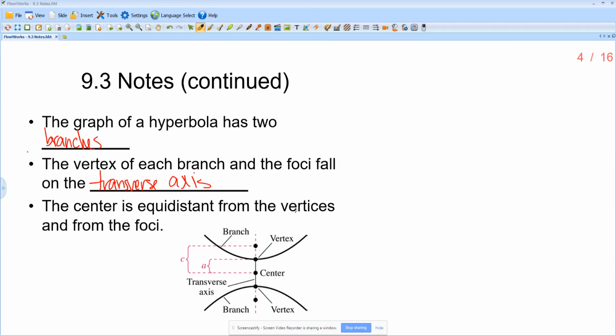The center is equidistant from the vertices and from the focal points. So notice in this case, the center is not really contained within the hyperbola. It's sort of between. My center is the midpoint of my vertices. It's also the midpoint of my focal points. You can also see a and c represent the same things as they did with an ellipse. a is the distance from center to vertex. c is the distance from center to focal point.